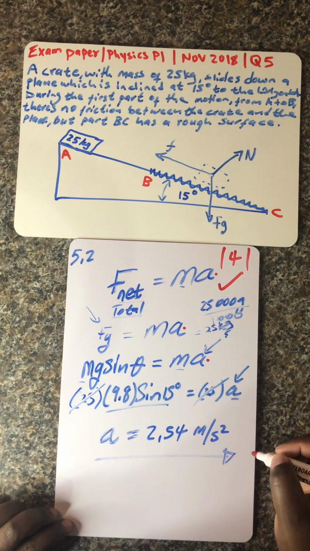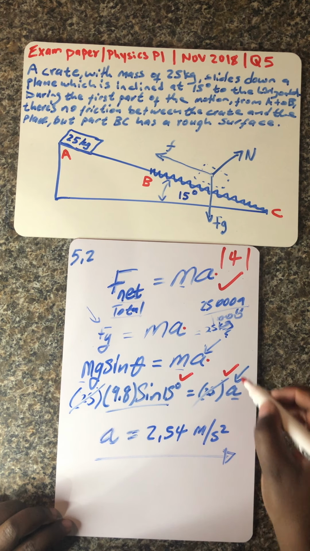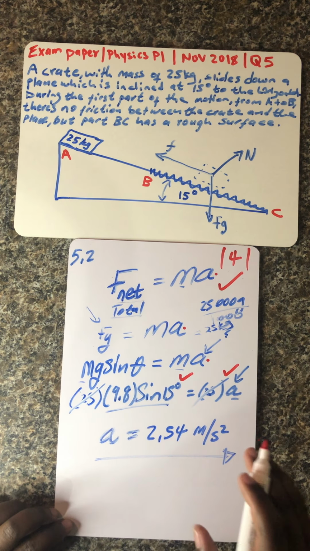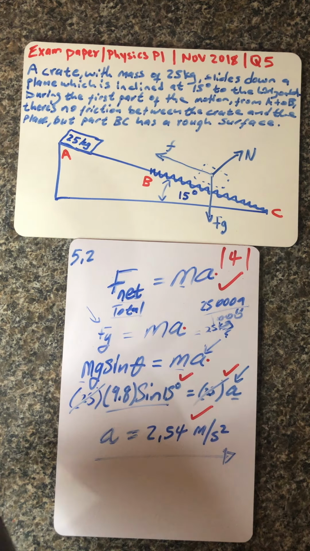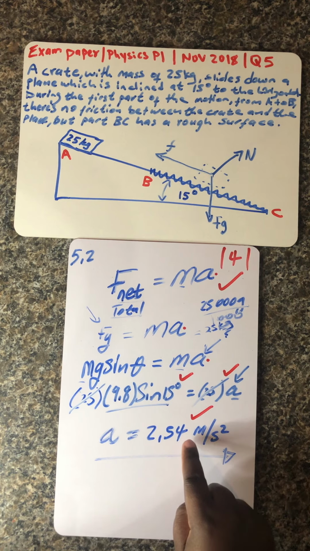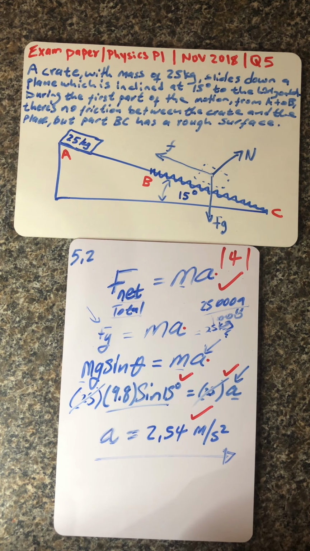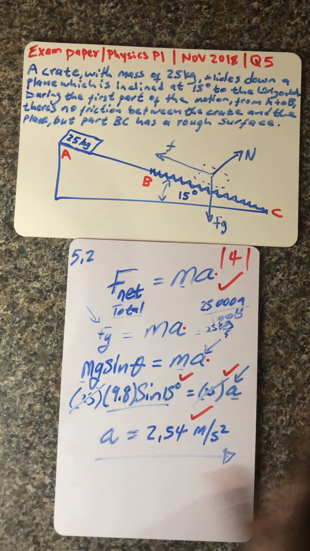Where do you get your second mark? For correct substitution. For you to substitute correctly, we give you a mark. And obviously, this is where you score your last mark. That's an obvious thing. But most importantly, it should have the correct SI unit. Don't just say 2.54. You might lose a mark, you might score half a mark, I'm not sure. But what I know is that if you give the answer and the SI unit, 100%.